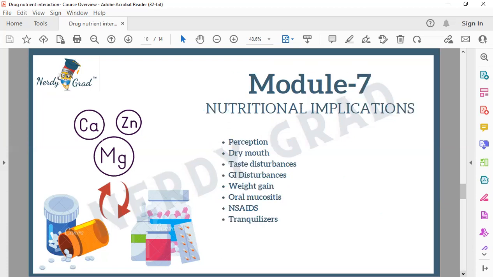Next topic will be module 7, nutritional implications. What are the different nutritional implications that an individual feels when they undergo a drug nutrient interaction? First one is perception. The second one is dry mouth. The third one is taste disturbances. The fourth one is gastrointestinal disturbances. Fifth one is weight gain. The sixth one is oral mucositis. Seventh one is NSAIDs. And eighth one is tranquilizers.